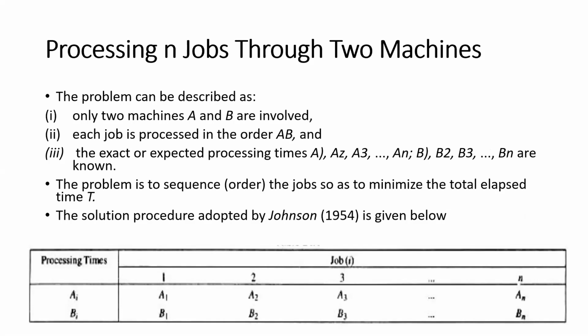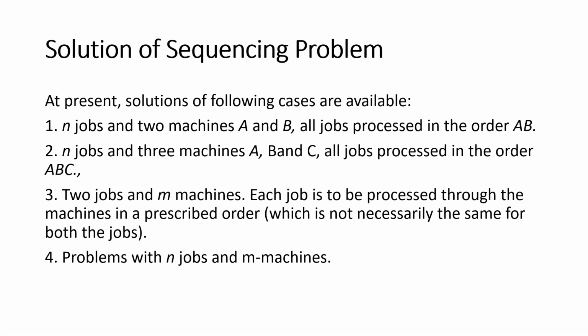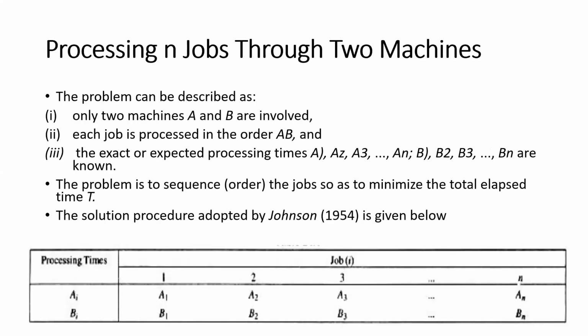But in the syllabus, we have only the 2 machine problem, 2 jobs and 2 machines, and n jobs and 2 machines, and n jobs on 3 machines. So there is a problem which is n jobs through 2 machines. The problem can be described as only 2 machines A and B are involved. Each job is processed in order AB. The exact or expected processing times A1, A2, A3 to An and B1, B2, B3 to Bn are known. The problem is to sequence the jobs so as to minimize the total elapsed time. And that procedure was given by Johnson in 1954.